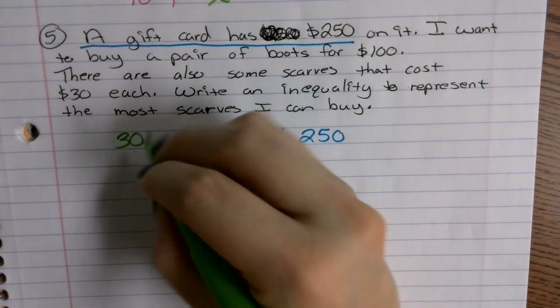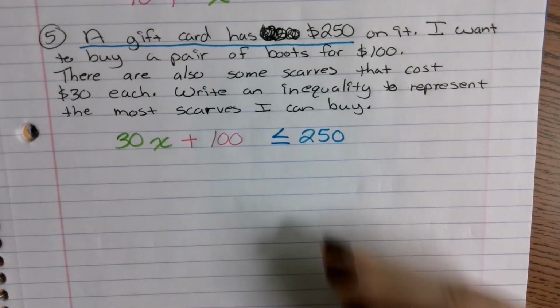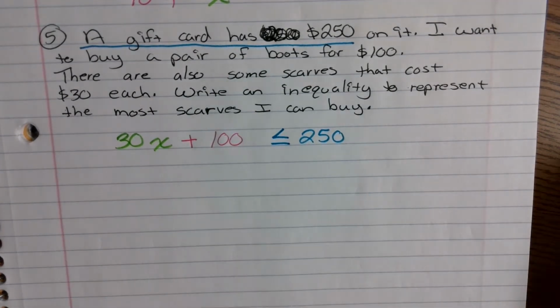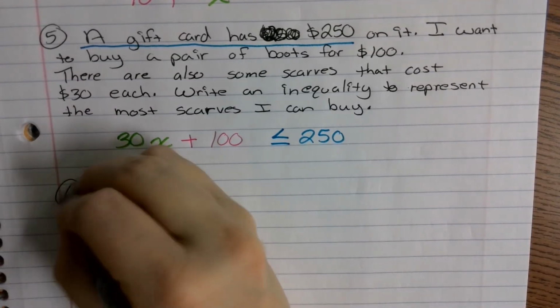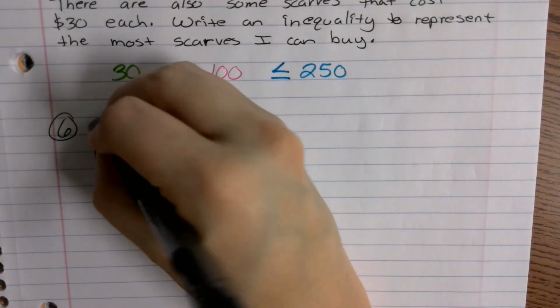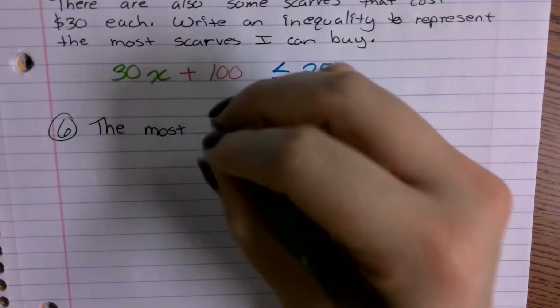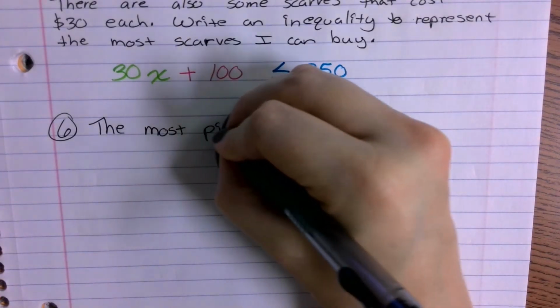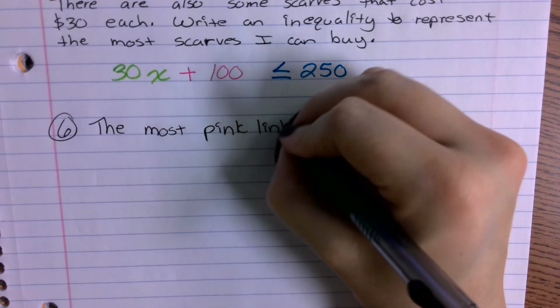So I've got $30 per scarf, so 30x. And there's my inequality statement. Again, I'm just showing you guys how to set them up. You know how to solve from here. Yeah, this next one's going to be on your own. I said I'm not going to solve them. You guys know how to at this point.